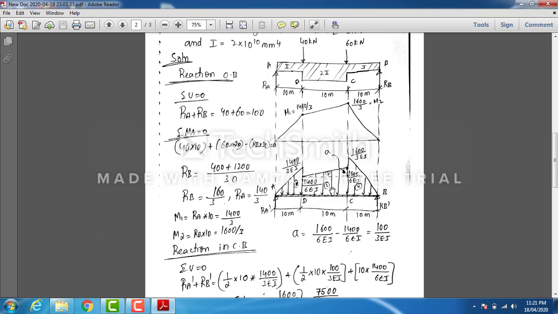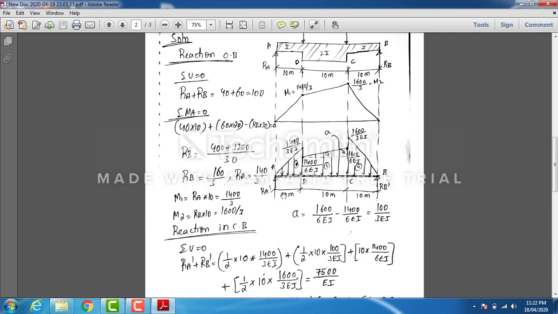1400 by 6 EI. And at this point the height is 1600 by 3 EI. Let me call this A. So this A height is how much? 1600 by 6 EI minus 1400 by 6 EI. So height of this area 2 is 100 by 3 EI. Height of area 2 is 100 by 3 EI. Height of area 3 is 1400 by 6 EI.